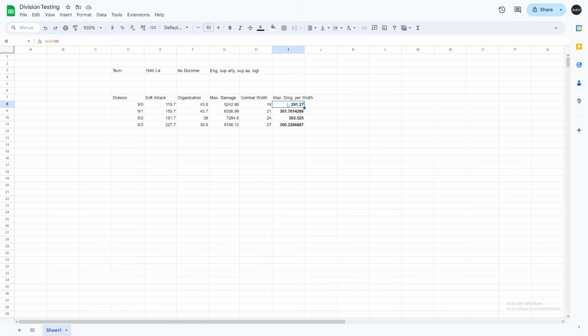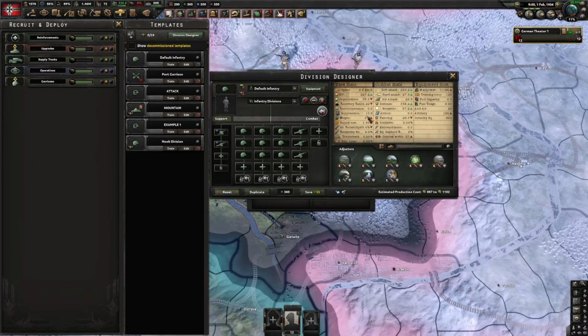So the 9-0 actually does pretty well compared to these that have 1 or 2 line artillery. Especially this 9-2 is a very small increase from the 9-1. This also does not take into account the other weaknesses of line artillery, like for example the extra production cost. I might make another video on how overrated line artillery is, because a lot of people don't know how bad it actually is. The second principle is what I like to call specialization.